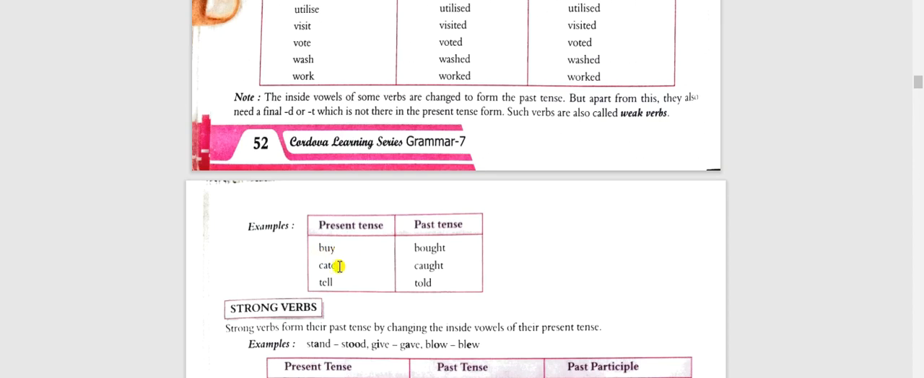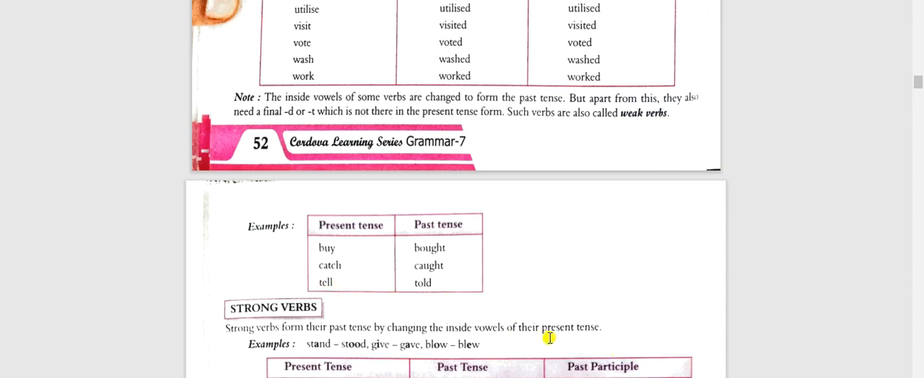लेकिन जब हमने इसका past tense बनाया तो इस U की जो पोजीशन है वो तो रहती है वैसे ही, लेकिन इसके एंड में आ जाता है टी फॉर्म, और टी फॉर्म जहाँ पे भी आएगा आप समझ जाइएगा कि वो वर्ब वीक है. इसी तरीके से टेल, टेल विल बिकम टोल्ड, राइट? So tell, taking e in the.